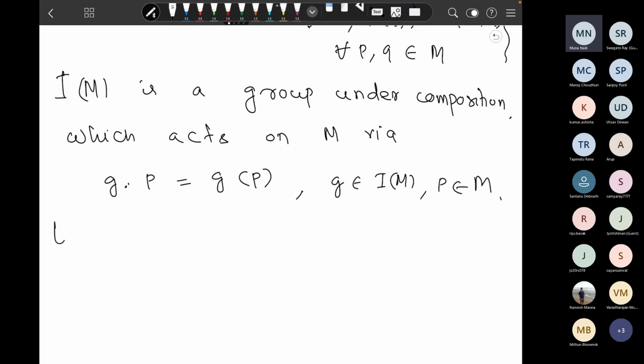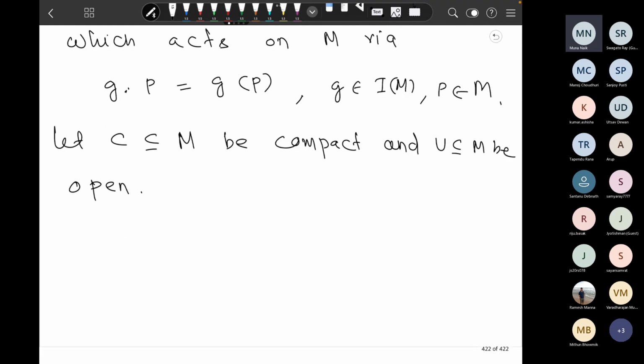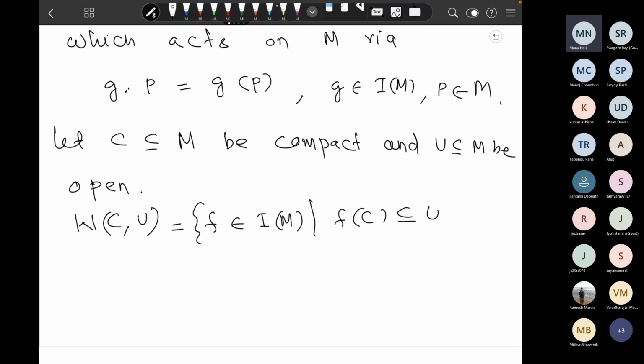The natural topology which one puts on this type of space is the compact open topology. So let C subset of M be compact and U subset of M be open. You look at this W(C,U), which is the set of F belonging to I(M) such that F(C) is contained inside U. Now let us write the compact open topology on I(M).